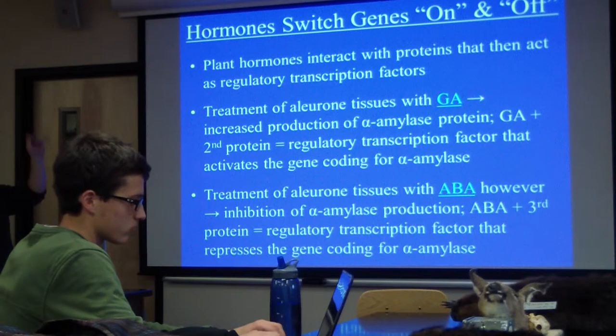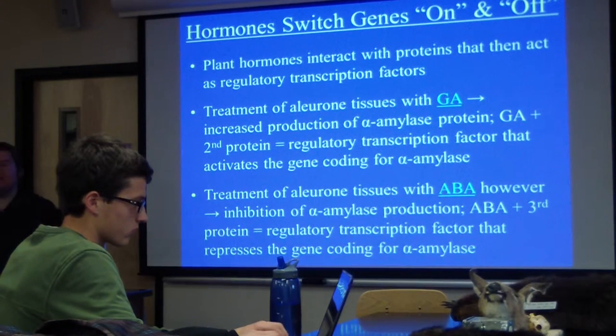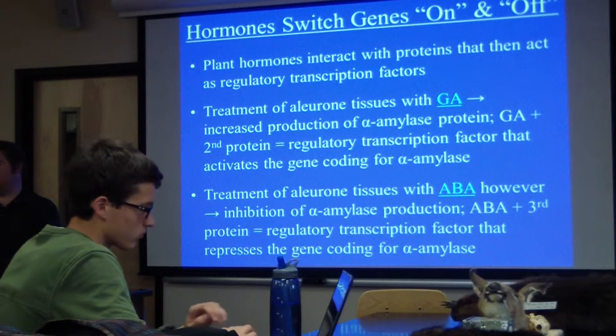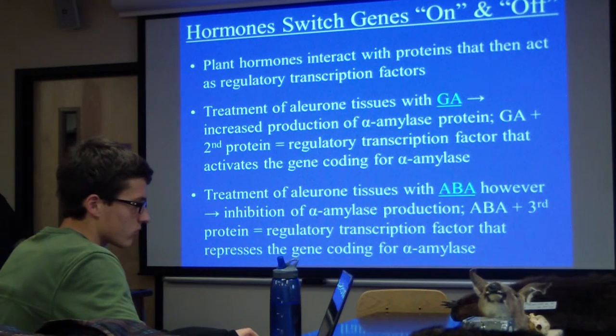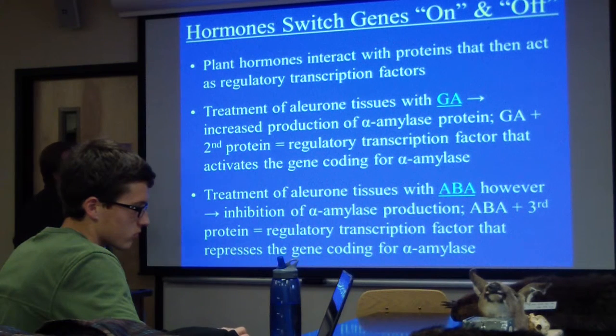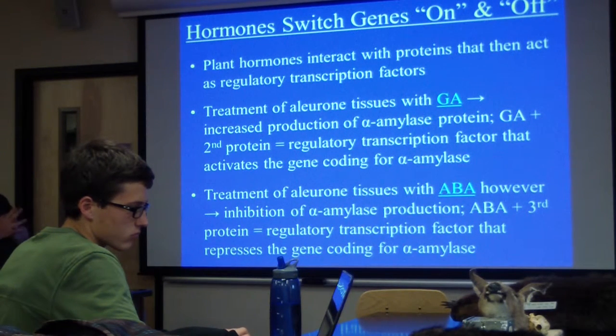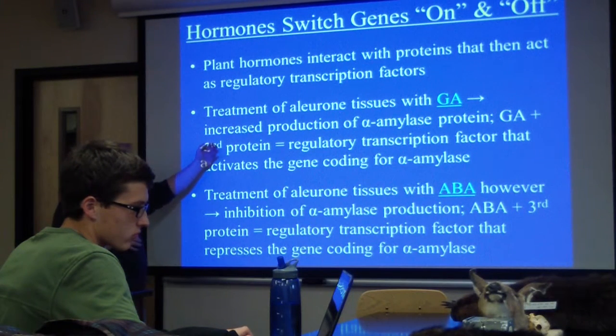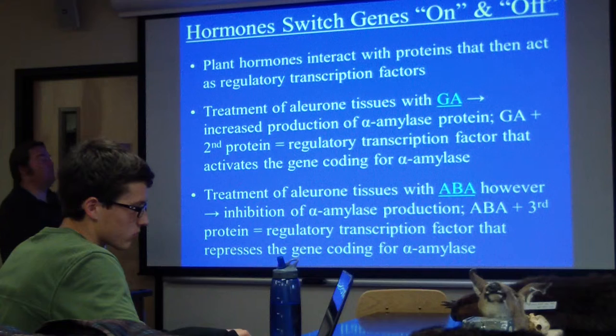Many plant hormones are interacting with the proteins that then act as the regulatory transcription factors. So for example, we talked about this when we were dealing with gibberellic acid. We said that when you treat aleurone tissues in that little wheat kernel with gibberellic acid, there's an increase in the production of alpha amylase protein. All right. Well, that's because gibberellic acid plus a second protein are acting as a regulatory transcription factor that activates the gene coding for alpha amylase.